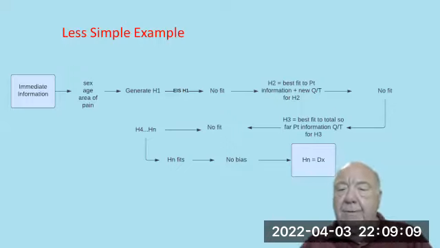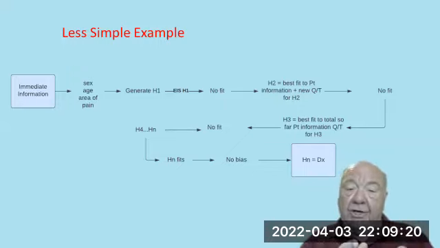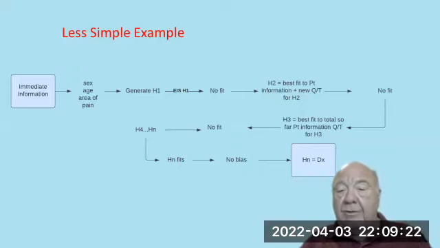If that doesn't fit, then you move on to H3, and now you've got even more information to help you, and you're focused on each hypothesis as you go, so you're not getting overwhelmed with information. And if that doesn't work, then H4, HN, and so on, until eventually you do this right, and it does fit. There's no bias now.